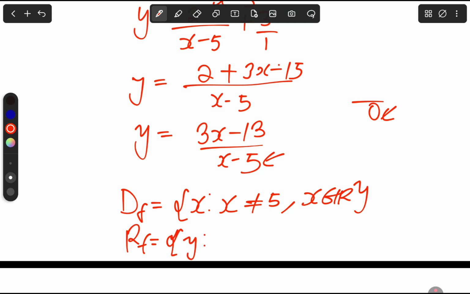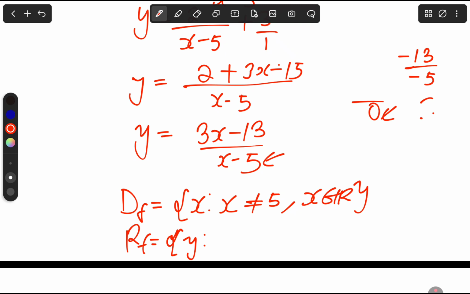For the range, we are not getting any number called 5. Now, any number apart from 5, try to put it here and see the smallest number that you can get. If I put 0 here, I'll end up having negative 13 over negative 5. I'll get something like 2 point something. But I can never get a number 3.